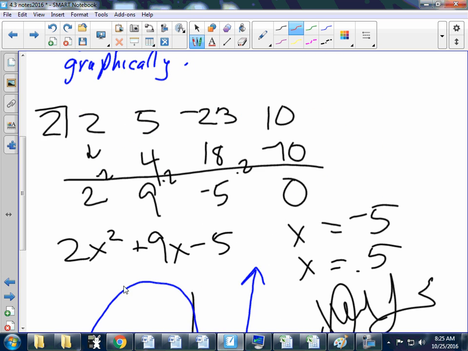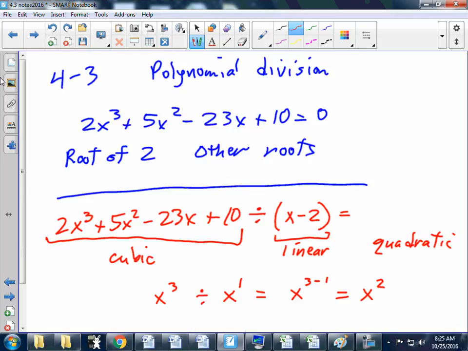We got 2x squared plus 9x minus 5. Is that right?